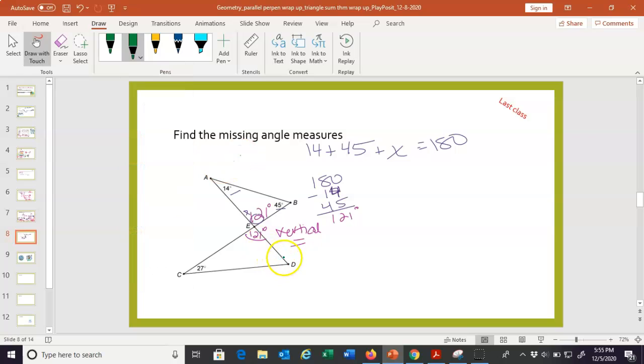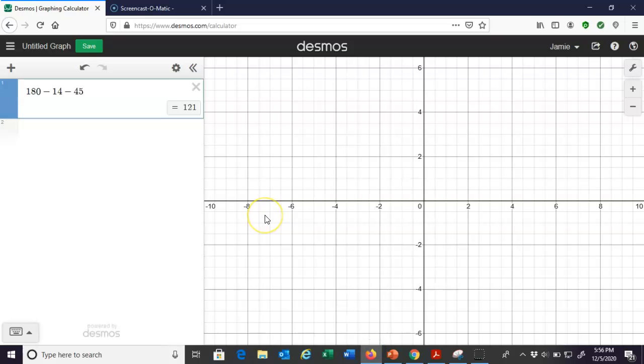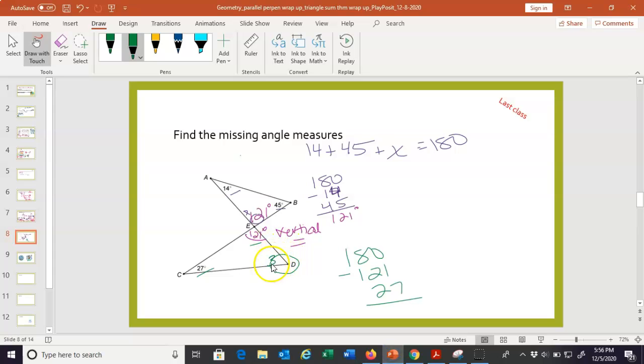Now we only have one angle left to find. That's angle D down here at the bottom. And we already know these two, so we can find it just like we found angle E above. We would do 180 minus 121 minus 27. 32 degrees. Little tiny angle. Not as tiny as 27.